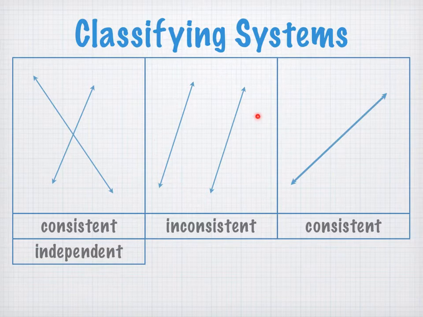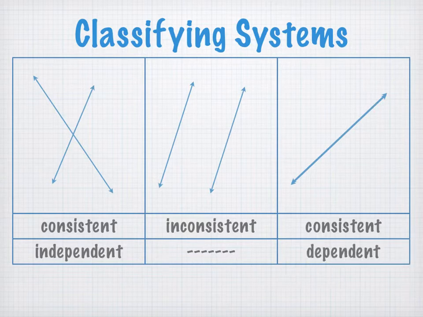Now this one here is kind of an anomaly, because if I were making the rules and looking at my definitions of independent and dependent, I would definitely call this independent because you've got two separate lines. But for whatever reason, if the system is inconsistent, meaning it doesn't have a solution, the lines are parallel, we don't classify whether it's dependent or independent at all. We just say it's inconsistent, and that's enough said. So that one you don't really have to worry about. And then this one, because these two lines are really the same line lying on top of one another, we would call it dependent.